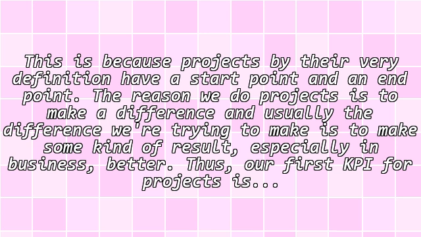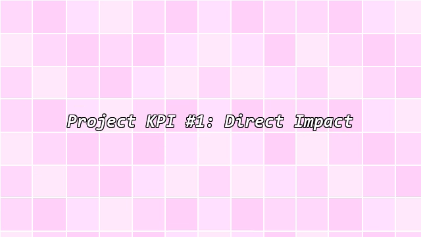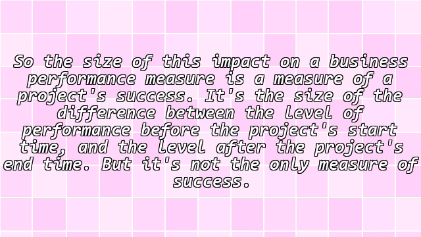Thus our first KPI for projects is Project KPI #1. Direct impact. So the size of this impact on a business performance measure is a measure of a project's success. It's the size of the difference between the level of performance before the project's start time and the level after the project's end time. But it's not the only measure of success.